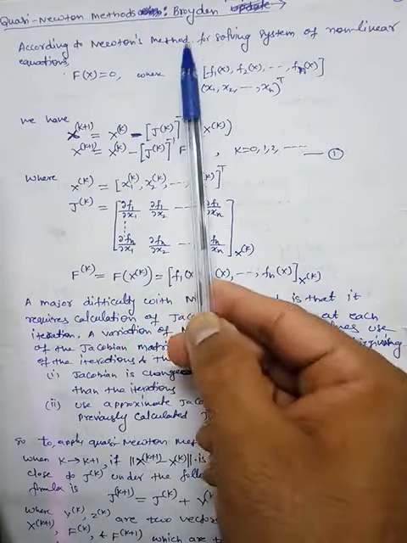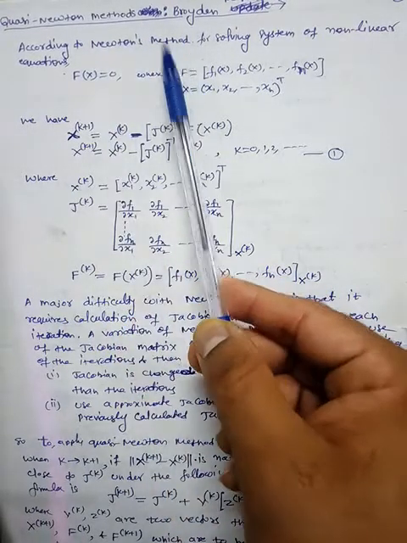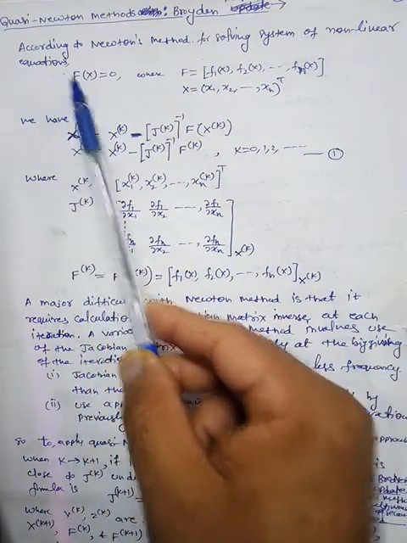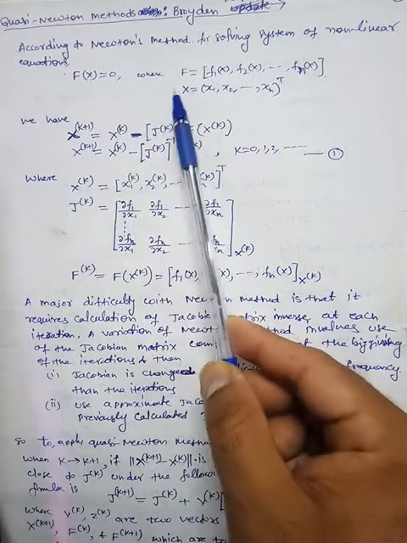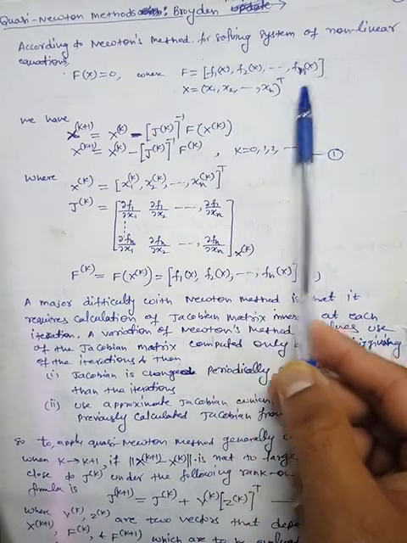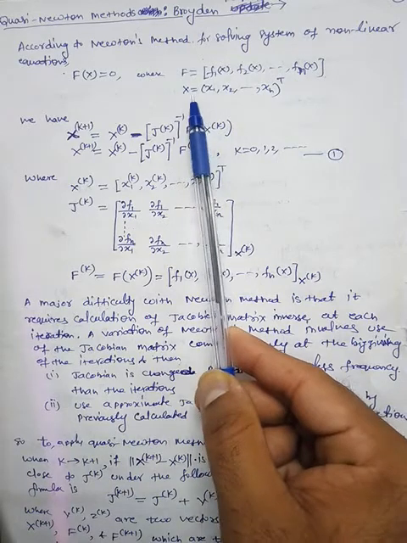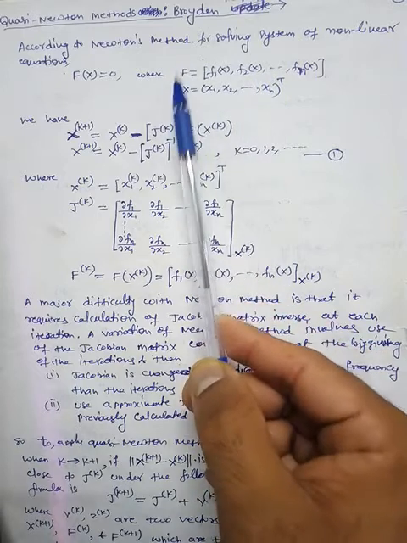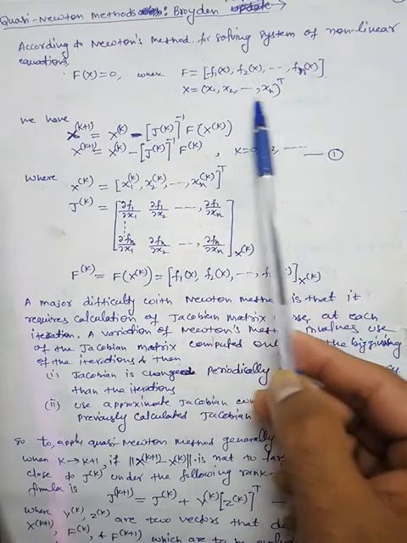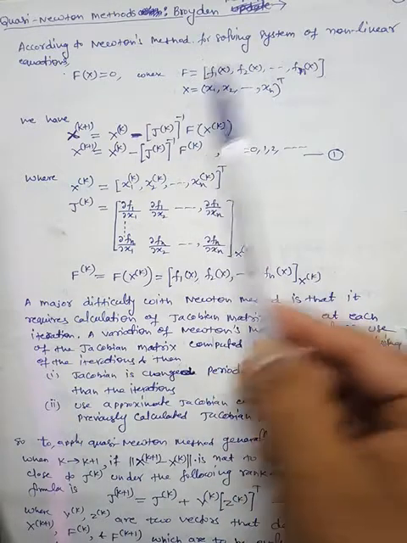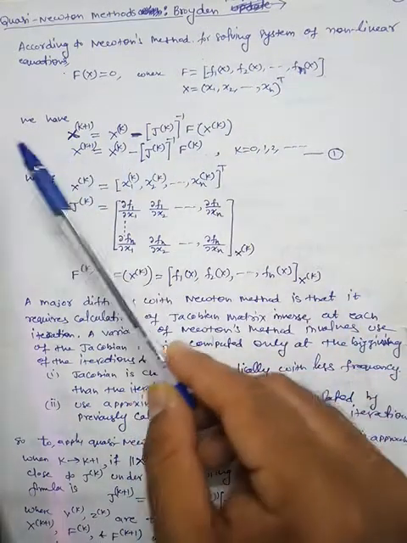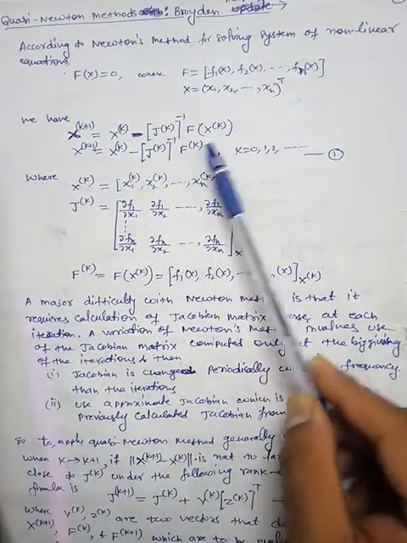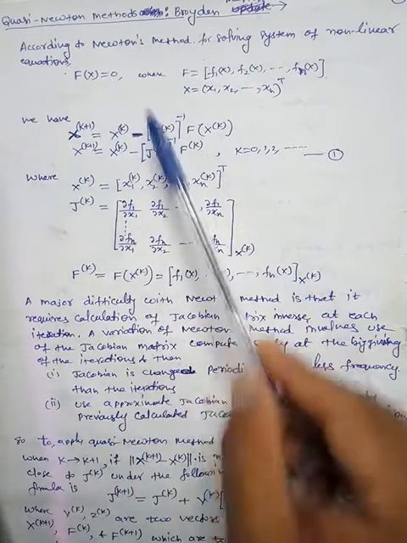So according to the Newton method, this is also known as the Newton-Raphson method. Okay, so according to the Newton method, to solve a system of non-linear equations, f of x is equal to 0, where f is f1(x), f2(x), ..., fn(x), and x is the n-tuple (x1, x2, ..., xn) transpose. Okay, so we are working in n dimensions. We have n functions. Similarly, we have an n-dimensional problem. Okay, so we have x(k+1) is equal to xk minus Jk inverse f of xk. This is our Newton-Raphson method or Newton method.